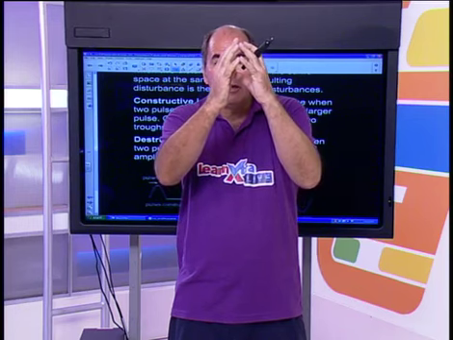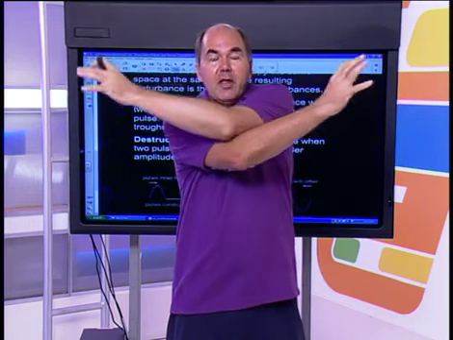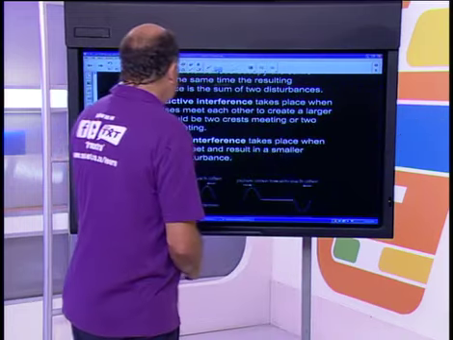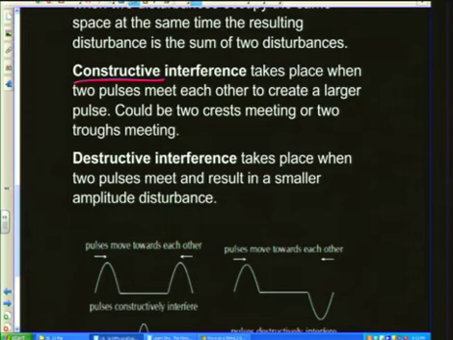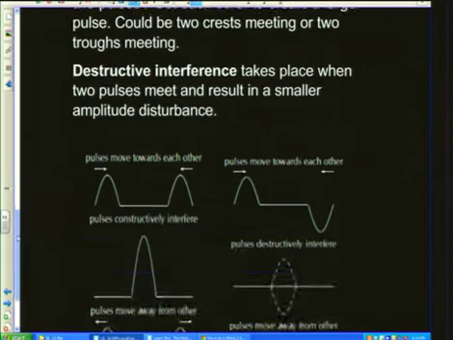But for waves it does. When two waves meet together, they're combined, they make a new thing, and then they disappear and they move apart from each other in the same direction as they were originally traveling. We call this constructive interference. Let me just illustrate that.